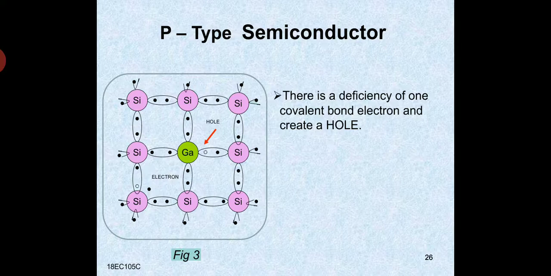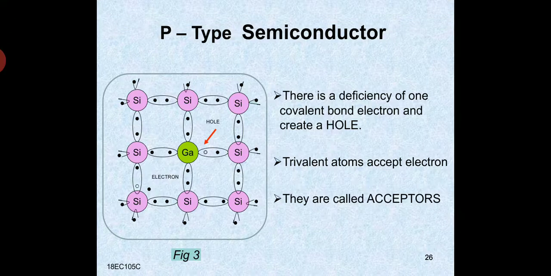So by adding the semiconductor impurity, that is gallium, it has resulted in the creation of a hole. So what does that mean? That means there is a deficiency of one electron. So adding trivalent atoms will make the material an acceptor type. They accept one electron because it needs one to share with the covalent bond. Hence these are called acceptors. So the trivalent atom accepts one electron, and these are called acceptor type impurities.